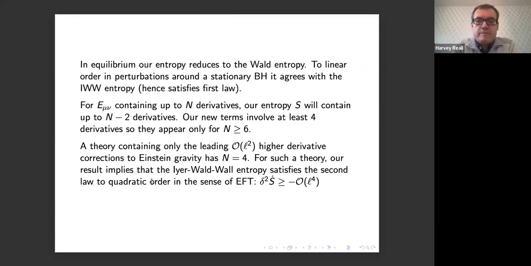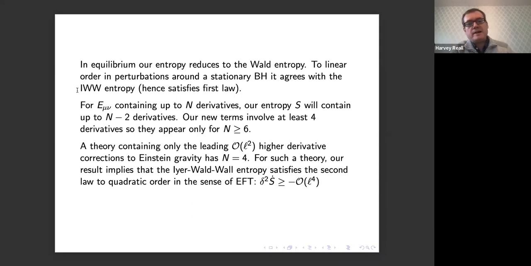So let me say a few general things about our entropy. In equilibrium, this entropy reduces to the Wald entropy, so that's good. And to linear order in perturbations around a stationary black hole, it agrees with the Iyer-Wald-Wall entropy, and therefore it satisfies the first law. So that's also good.